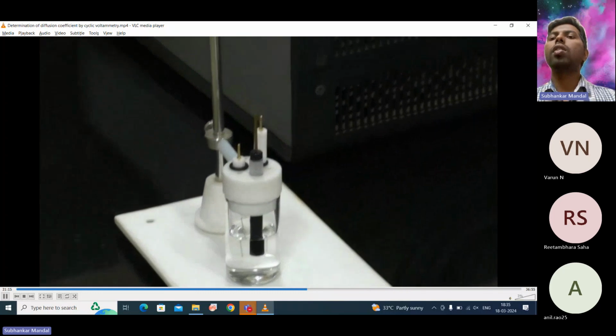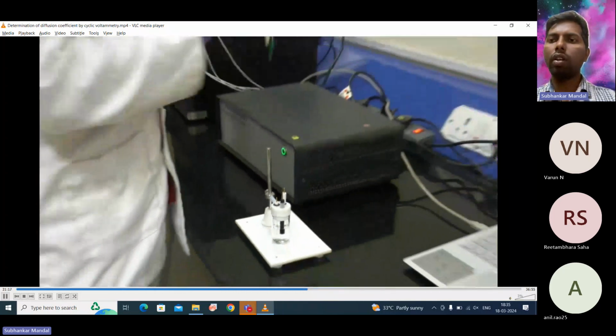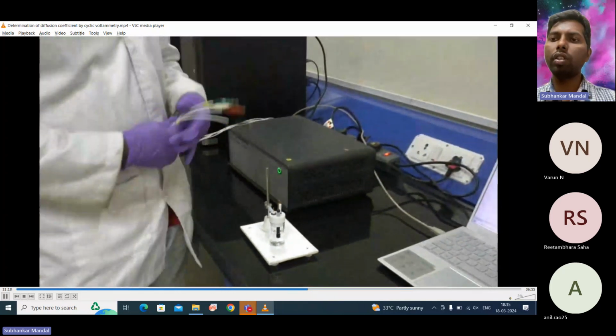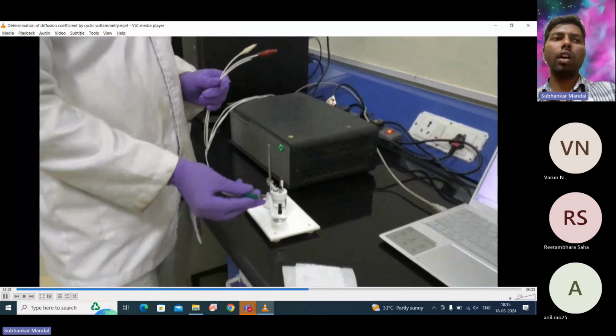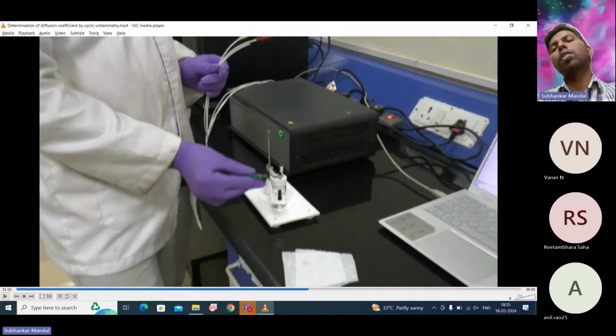One is the working electrode, one is the counter electrode, and one is the reference electrode. Here you can see this is the electrochemical setup. The black one is the working electrode, a platinum disc electrode, the Ag/AgCl is the reference electrode, and the platinum wire is the counter electrode.